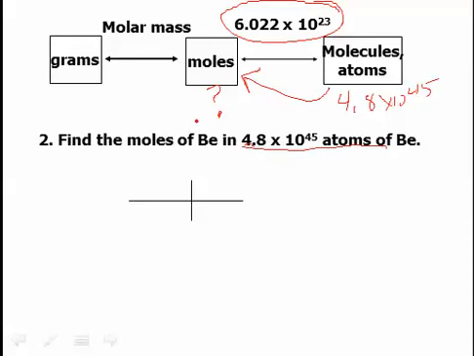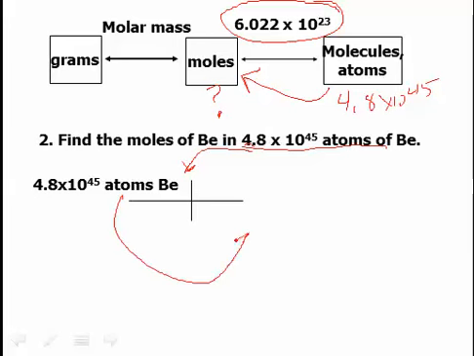So if we start with, this is what we're given. So this will go where? This will go in the top left box. So 4.8 times 10 to the 45 atoms of beryllium. If we start with atoms of beryllium, this unit is going to go down here. So atoms of beryllium goes down here, and then we want to find moles, so moles goes in the top right. All right, once again, moles to atoms.